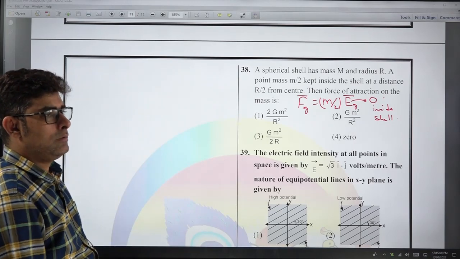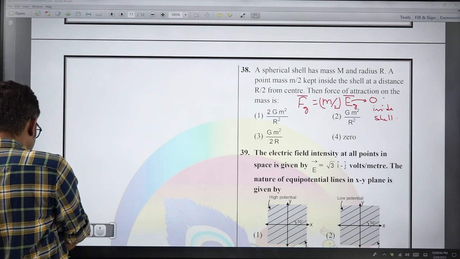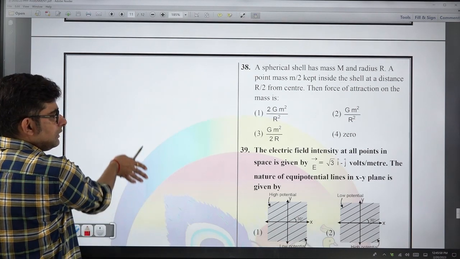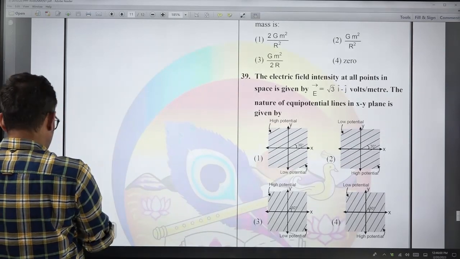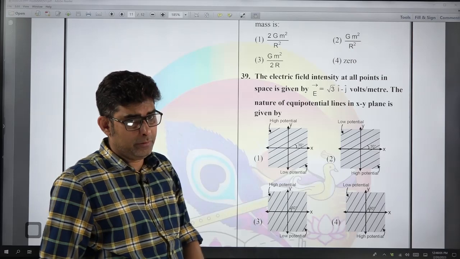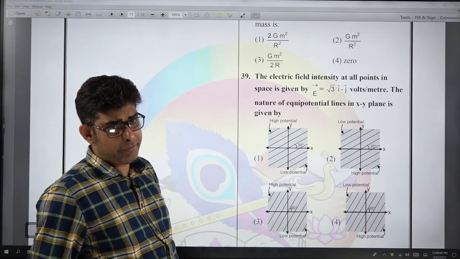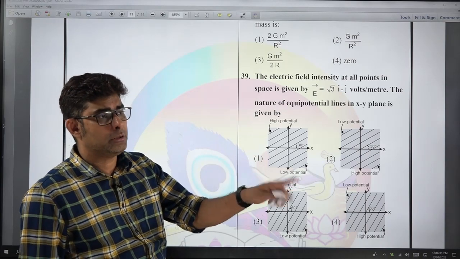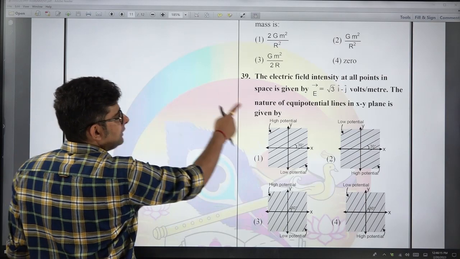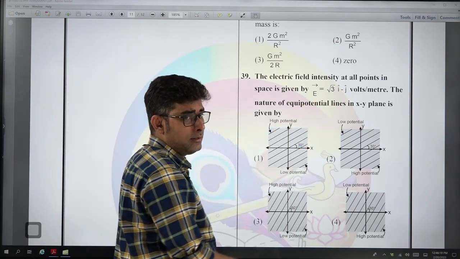Clear? Done? Yes. Okay. Next comes, electric field intensity is given. They are asking how the nature of equipotential lines in the xy plane will be. Always remember, equipotentials are perpendicular to electric field, or electric field is always perpendicular to equipotential surface. Just see, E vector is given. E vector is given as what? Root 3i minus j, means x positive, y negative.